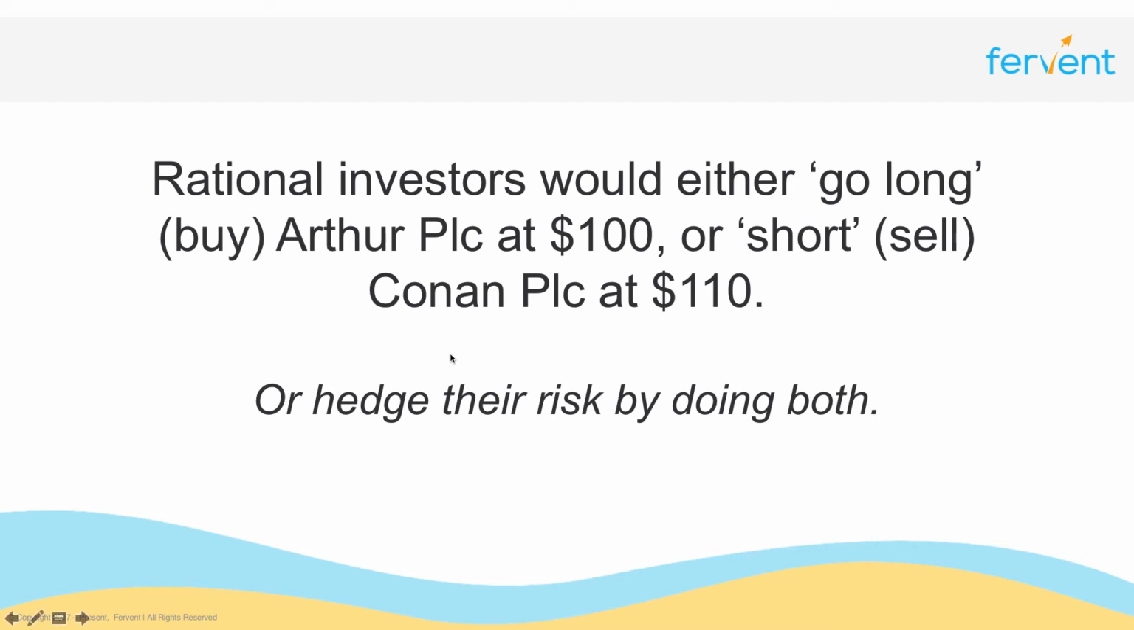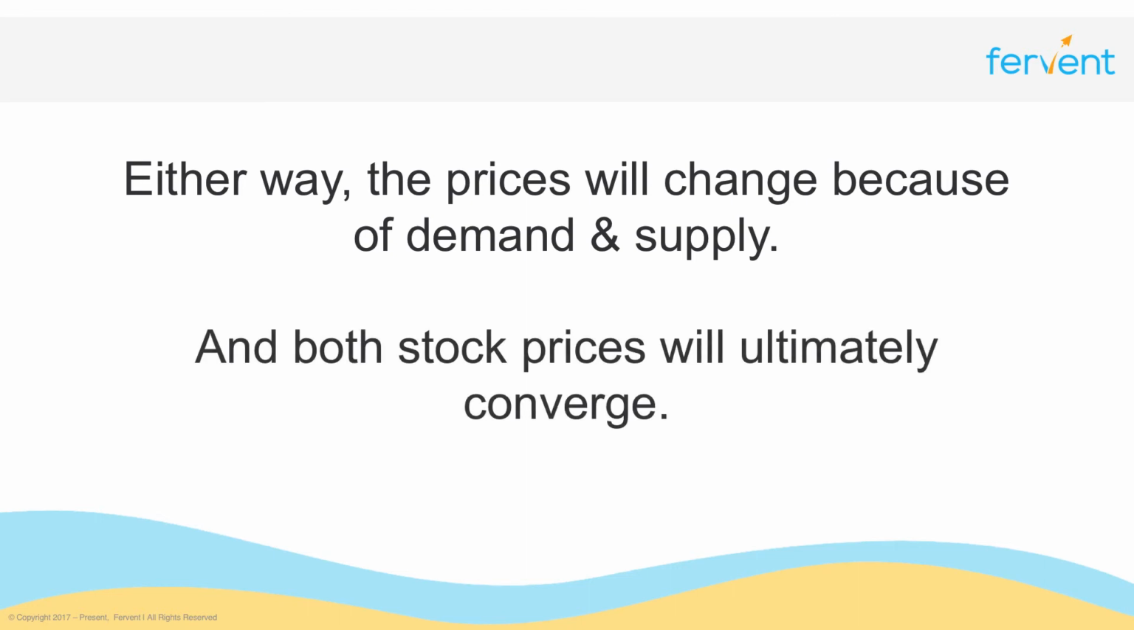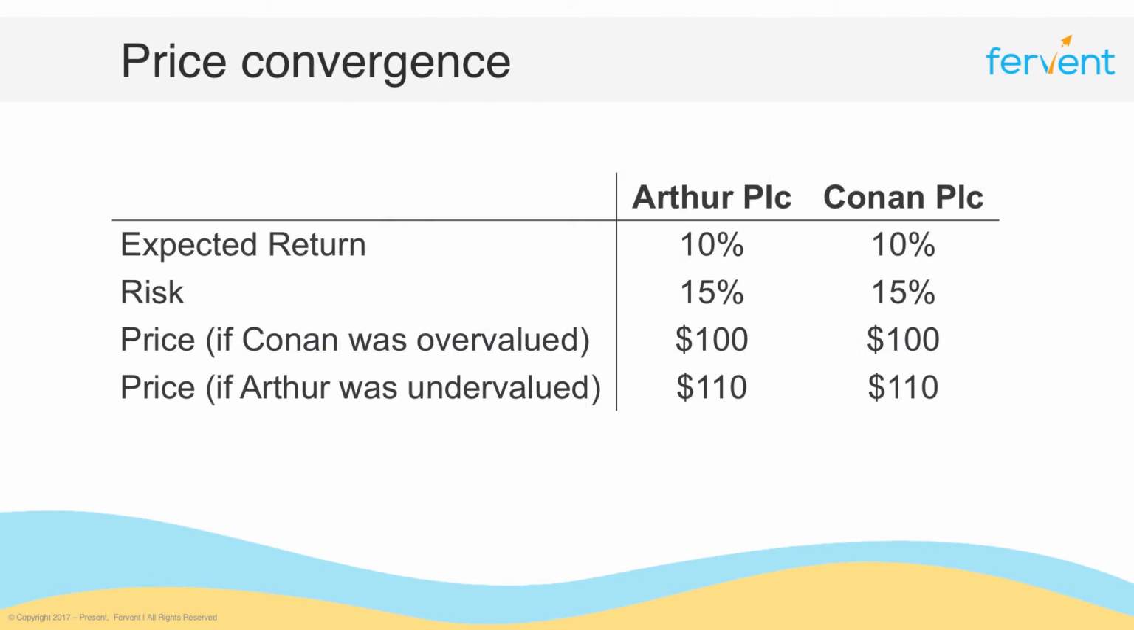For now, let's think about what would happen if rational investors did indeed buy Arthur plc and short Conan plc. This influx of demand and supply would cause the prices to change. And so ultimately what would happen is that both stock prices will converge. They'll trade at exactly the same price. And again, because we don't know which is the fair price, there's now two possibilities. The price will either be $100 for both stocks, or it'll be $110 for both stocks, but you won't have a situation where one trades at $100 and the other trades at something else, because that would violate the law of one price. An arbitrage opportunity would emerge, and investors, or what we call arbitrageurs, would exploit this arbitrage opportunity by buying the stock that's priced lower and short selling the stock that's priced higher, and then the resulting demand and supply would cause the prices to change, and ultimately you'd have a price convergence.